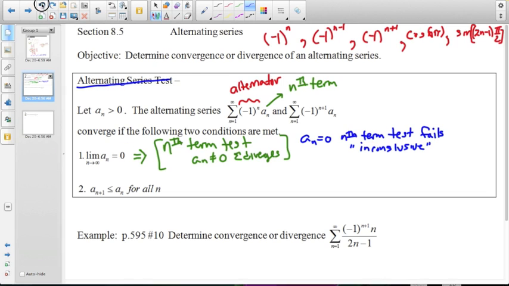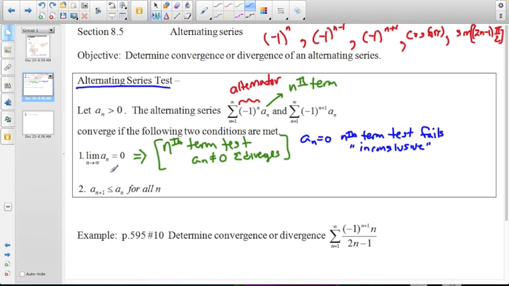Okay, so the alternating series test is saying, let's go ahead and determine the limit of the nth term. And if it's 0, then we have to prove that we have a series that gets smaller and smaller and smaller. So the n plus 1 term is less than or equal to the nth term. And if those two criteria are met, then we know that we have a convergent series.